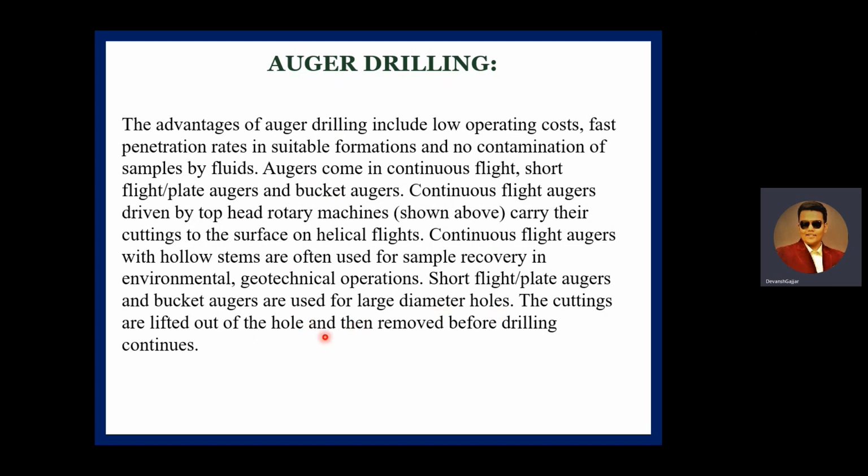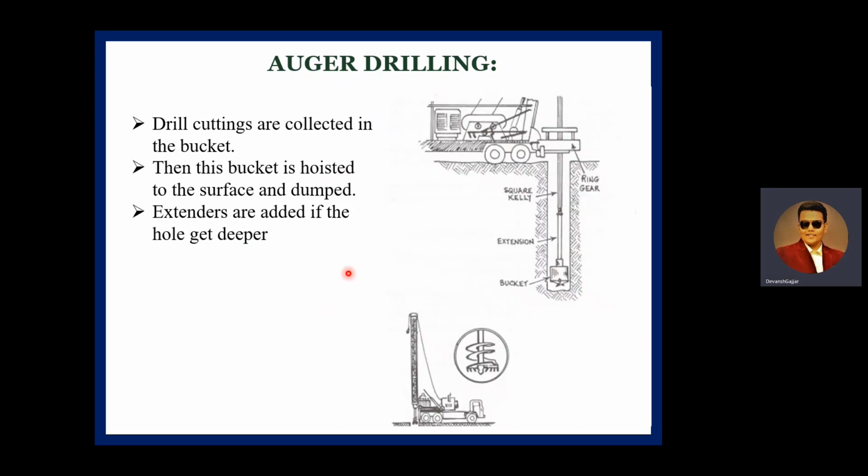The cuttings are lifted out of the hole and removed before the drilling continues. As you can see, this is a type of auger drilling. These drill cuttings are located in the bucket. As we drill further, the drill cuttings are collected in the bucket, and as this bucket fills, it is hoisted to the surface, emptied, and run again. Now, as our penetration depth increases, extensions with helical strips are added so that the hole gets deeper.